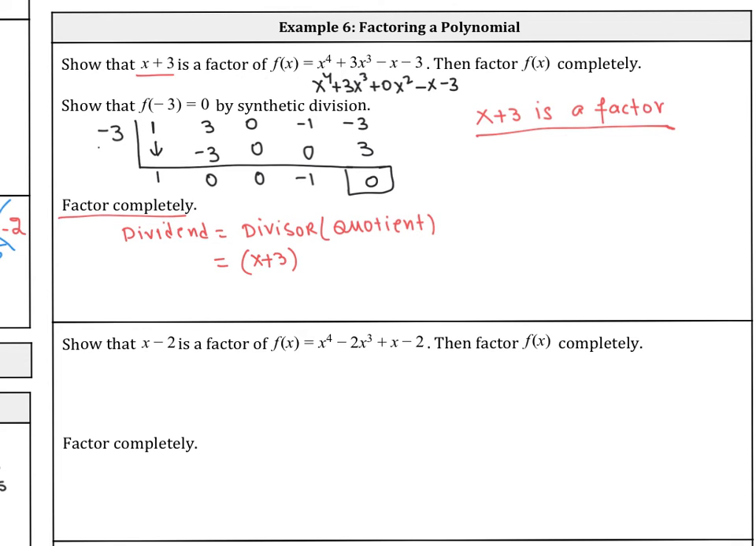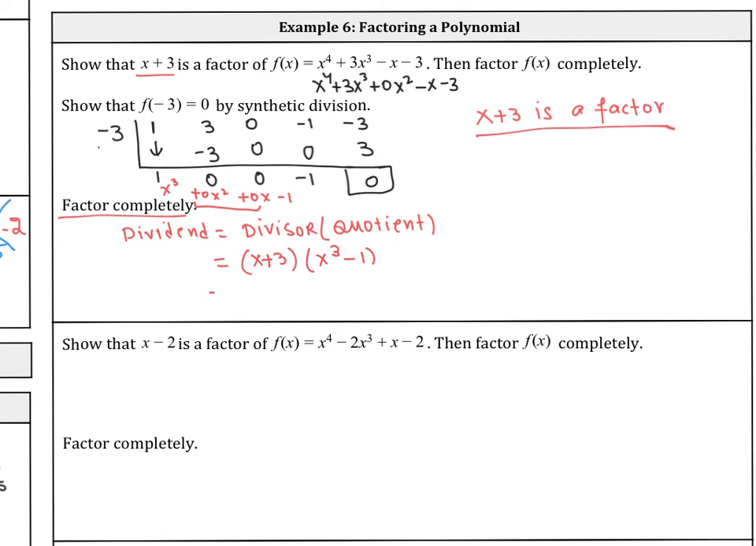And the quotient, we get it from these numbers right here. So this is the highest degree 4, so we are going to start with the degree 3. So x to the third plus 0x squared plus 0x minus 1. Ignore these two. So the answer is x cubed minus 1, and that's your quotient.